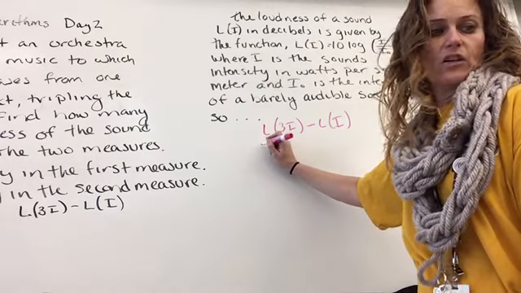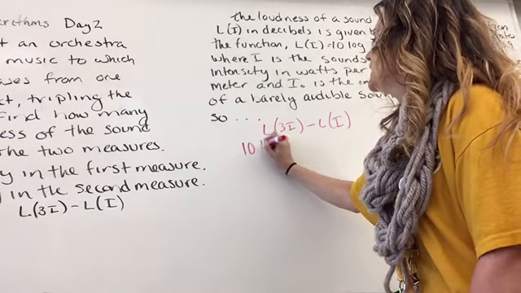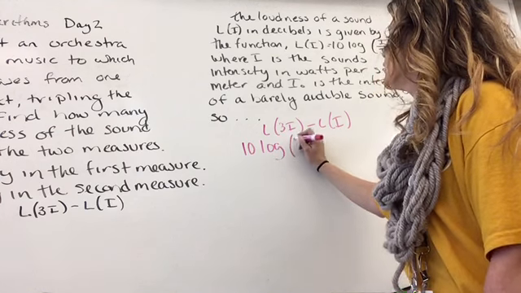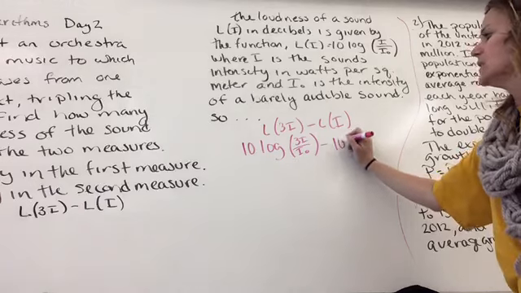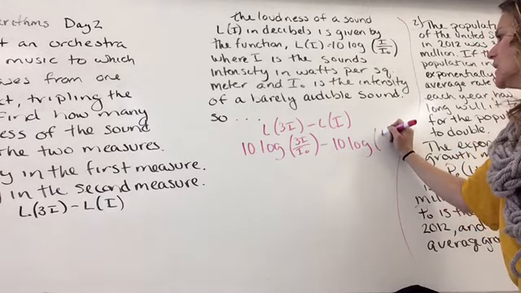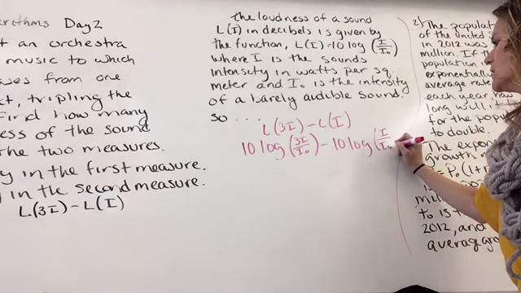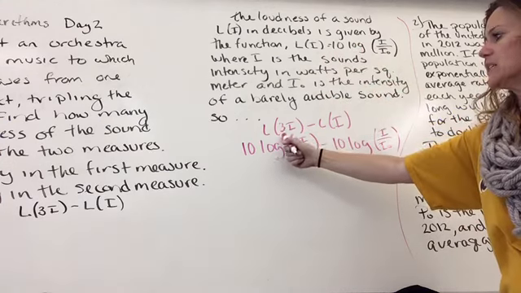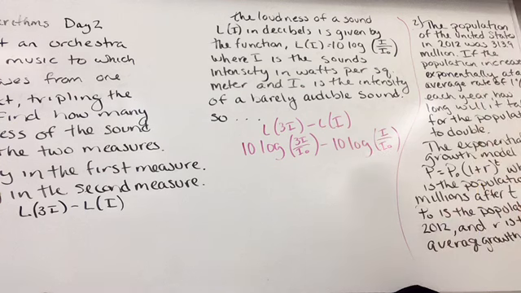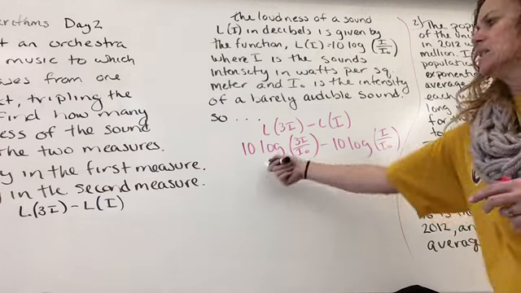So this becomes 10 log 3I over I sub naught minus 10 log I over I sub naught. I replaced this formula up here, plugging in 3I and I as our values. Now, let's look at what these have in common, because we need to somehow get this down to a numerical value. They both have a 10.